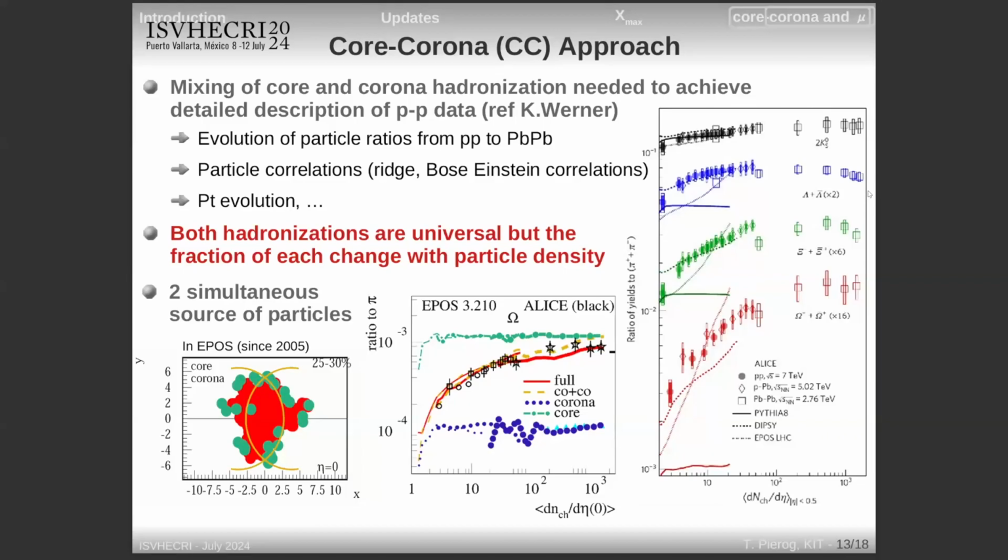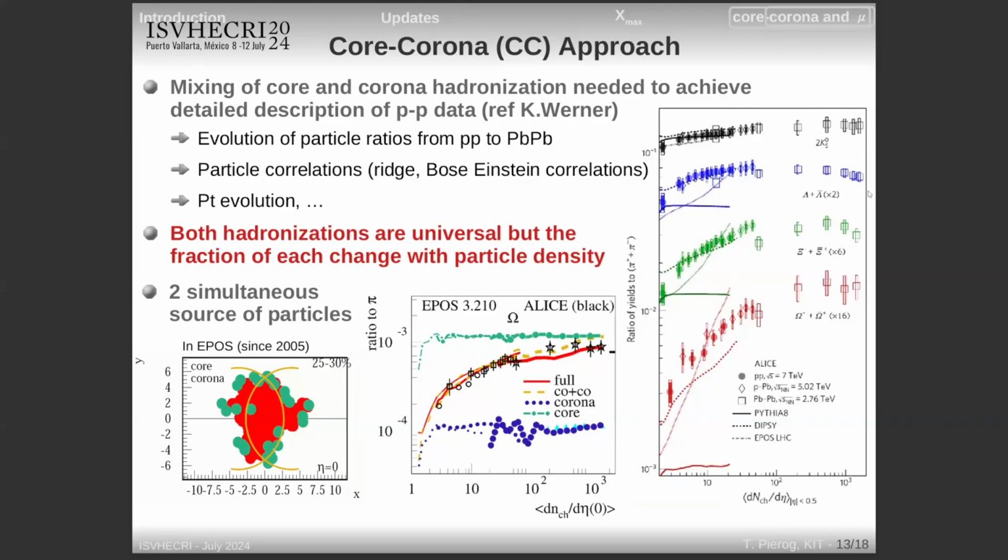So the average is correct, but it doesn't describe the data we had later, like 5 years later. So the goal now with EPOS 3 and then 4 and now EPOS LHC is actually to fix the fraction of core and corona in a better way so that you can describe this data much better. And it's actually very complex. Klaus will talk about it in much more detail tomorrow.